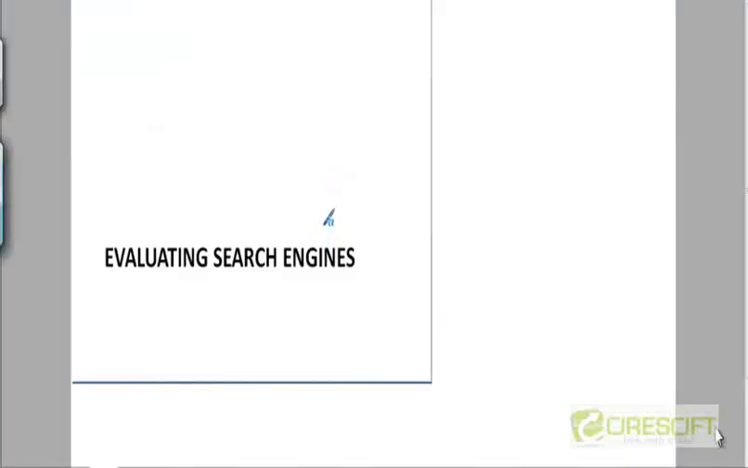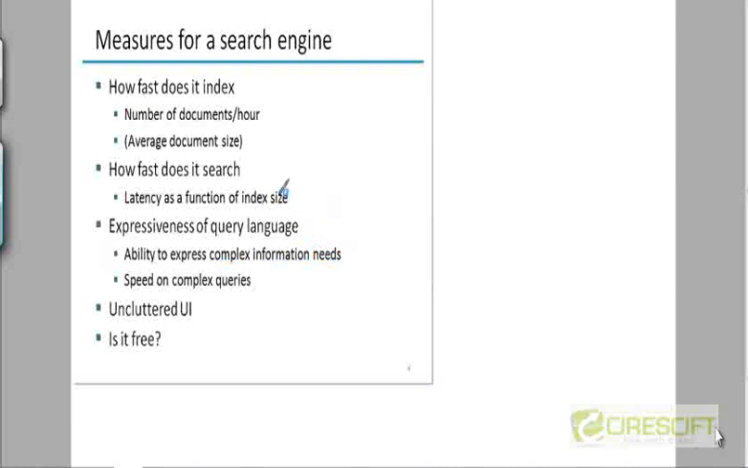I'm going to talk a little bit about how we could measure the effectiveness or the performance of a search engine. So one measure that you could perhaps use is the speed at which a search engine indexes documents. Okay, so you could do this in terms of the number of documents that are indexed per hour, right?